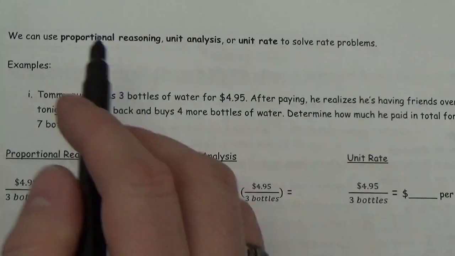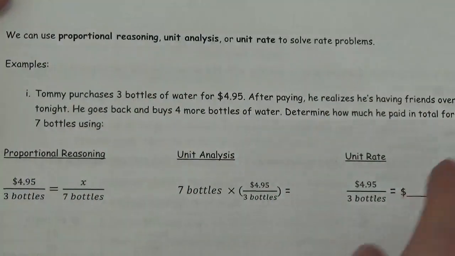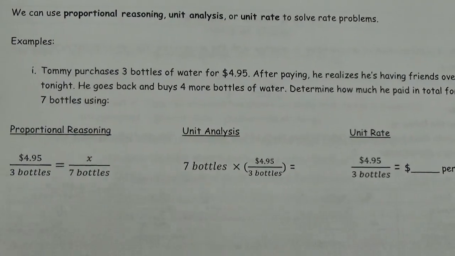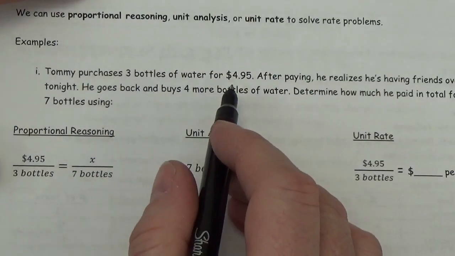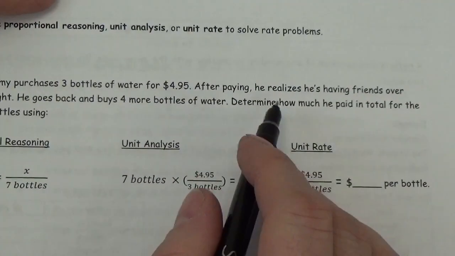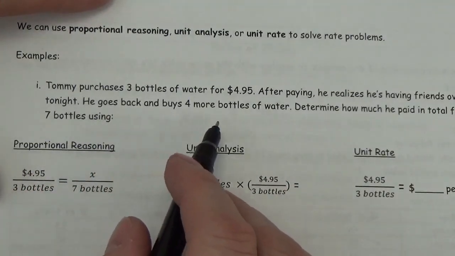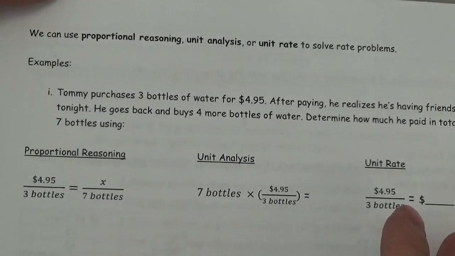Okay, so now we can use proportional reasoning, unit analysis, or unit rate to solve rate problems. And so that's what we're going to take a look at. We're going to look at a rate problem right here. So what does it say? It says Tommy purchases 3 bottles of water for $4.95. After paying, he realizes he's having friends over tonight, so he goes back and buys 4 more bottles of water. Determine how much he paid in total for the 7 bottles.